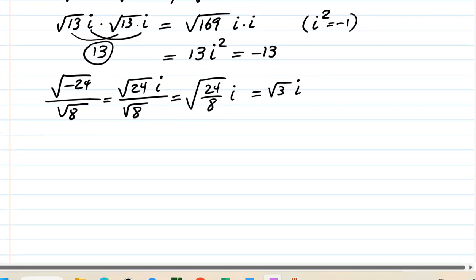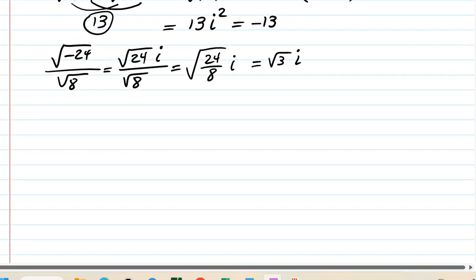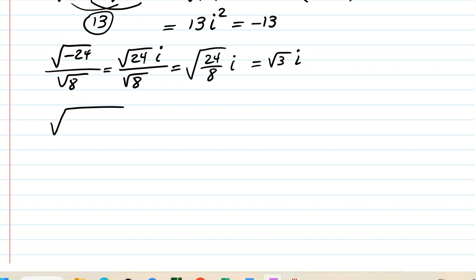Now let's take a look at another one. How about if I get something like this? Suppose I have, let's say, 10 plus the square root of negative 200. Then I'm going to divide that by 5.